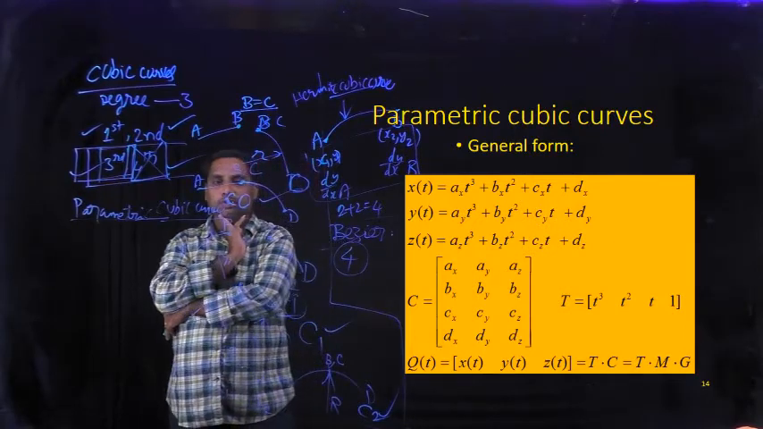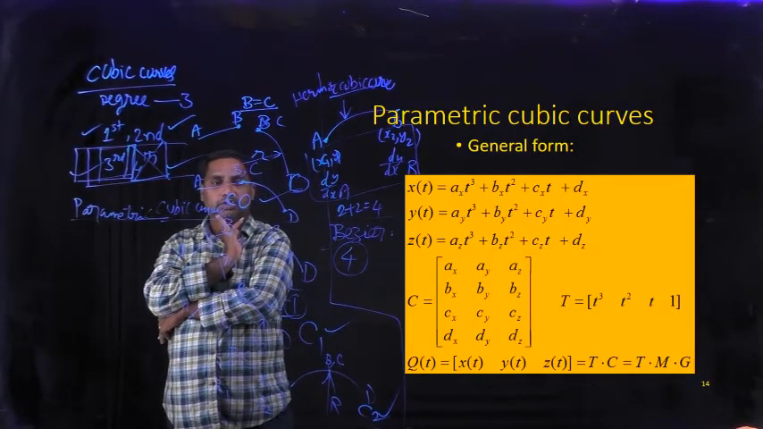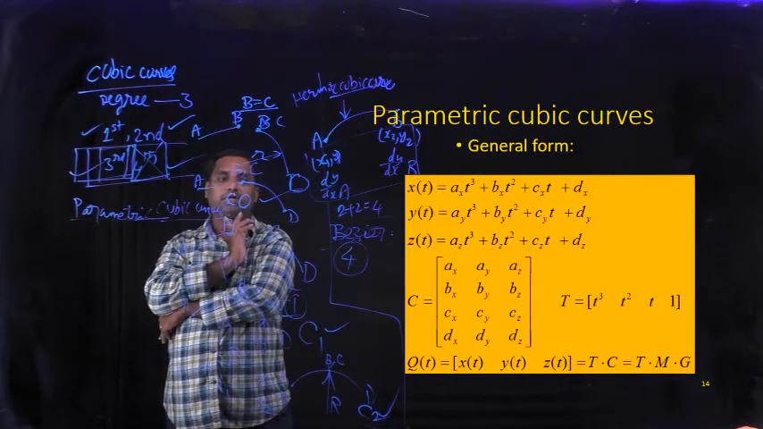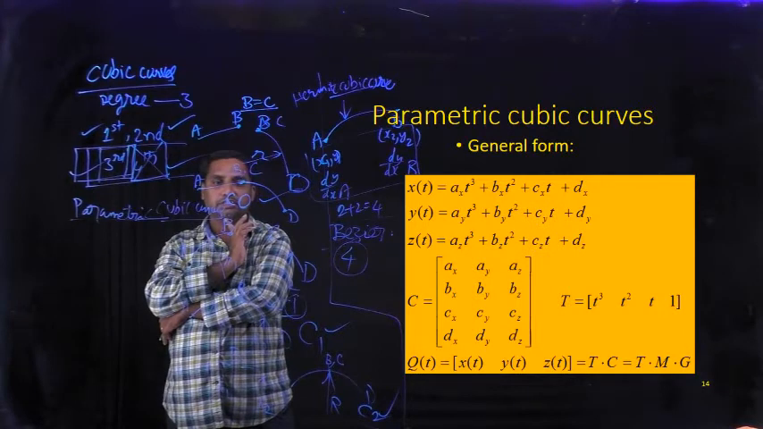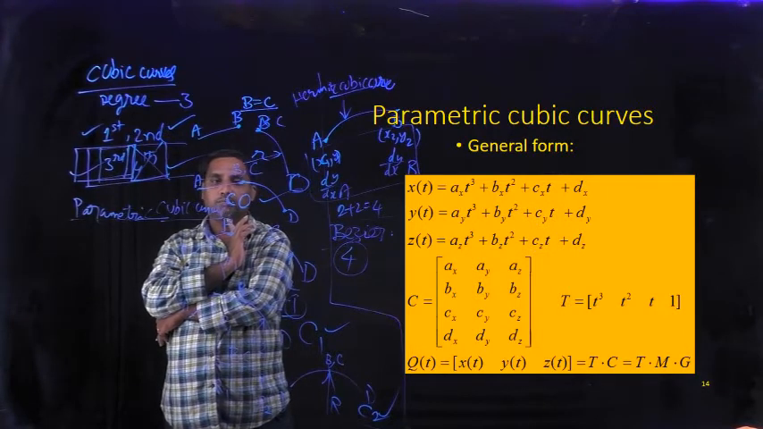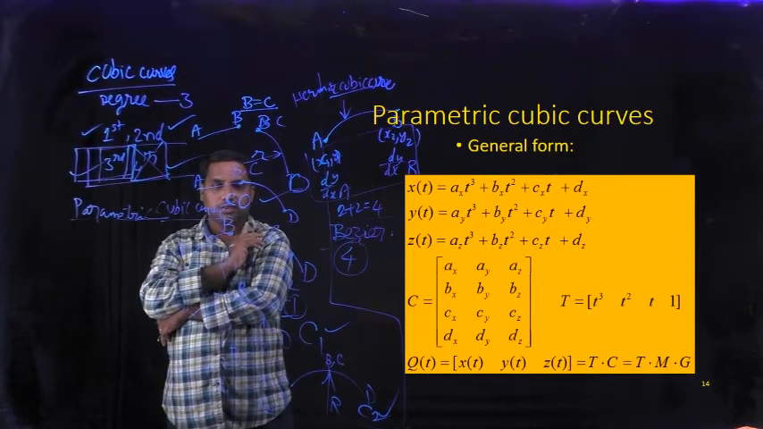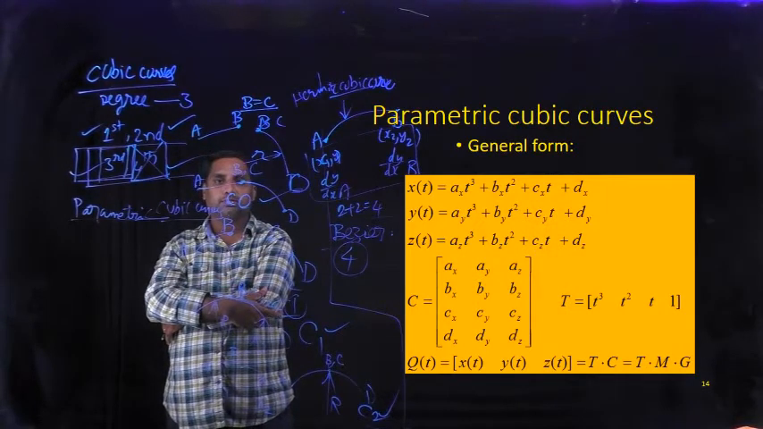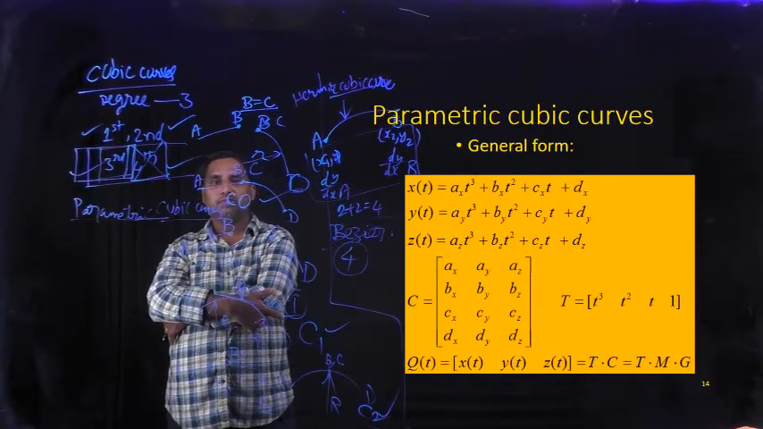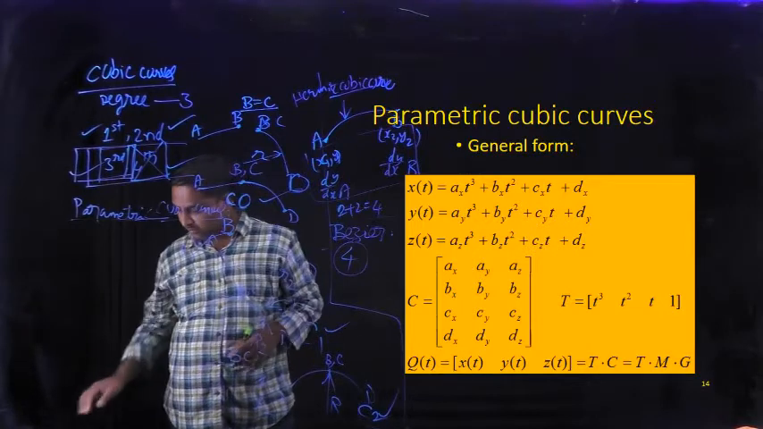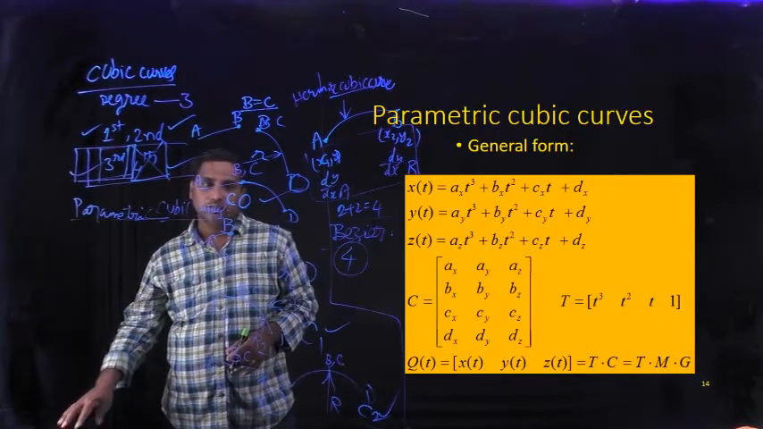If you consider a point Q of t, what are the coordinates? x of t, y of t, z of t. That equals T into C. T is the parametric matrix and C is the coefficient matrix. Multiply T with C in sequence, then you will get the parametric cubic curve. That is the representation of parametric cubic curves. The coefficient matrix and parameter matrix, their multiplication will give x of t, y of t, and z of t. Then go to the next slide.